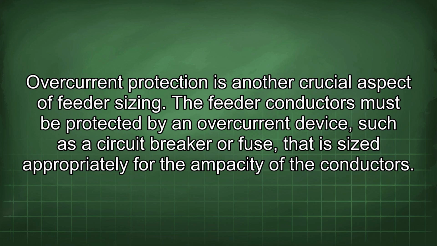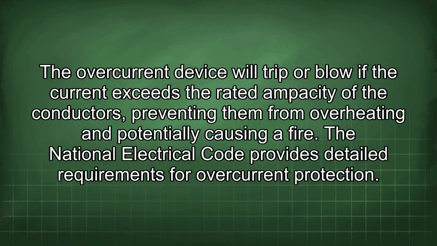Overcurrent protection is another crucial aspect of feeder sizing. The feeder conductors must be protected by an overcurrent device, such as a circuit breaker or fuse, that is sized appropriately for the ampacity of the conductors. The overcurrent device will trip or blow if the current exceeds the rated ampacity of the conductors, preventing them from overheating and potentially causing a fire. The National Electrical Code provides detailed requirements for overcurrent protection.